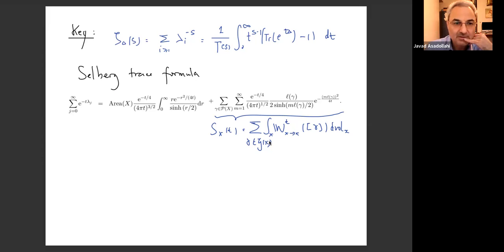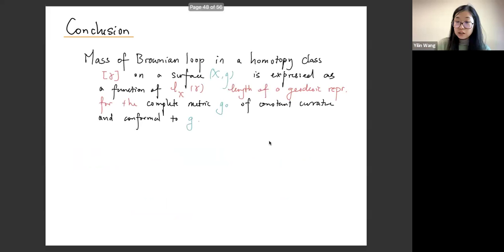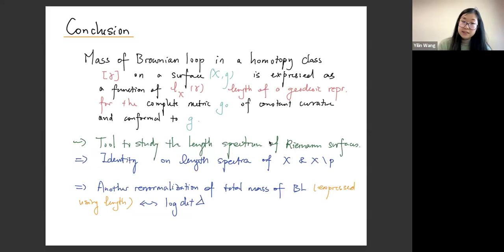Two applications. One is the identity on the length spectra of the surface. The other is that we get the renormalization of the total mass according to the length spectra, and express the log determinant of the Laplacian in terms of the length spectra or in terms of the Brownian loop measure.